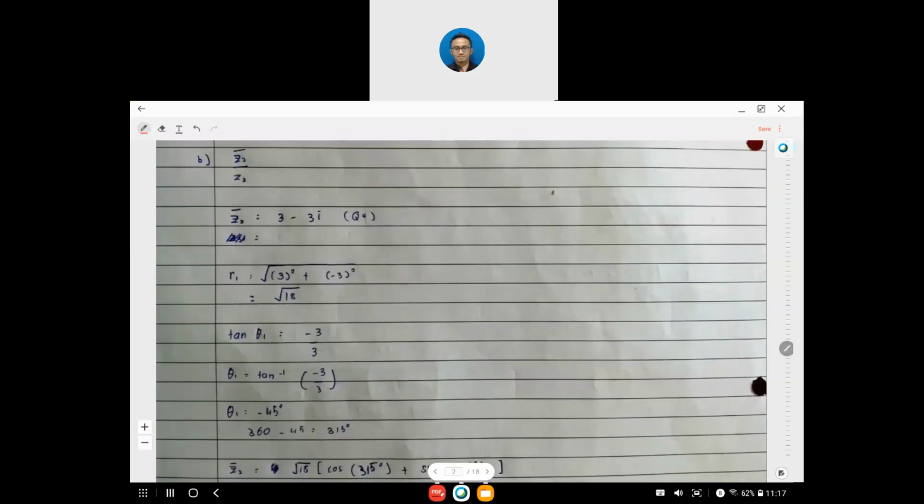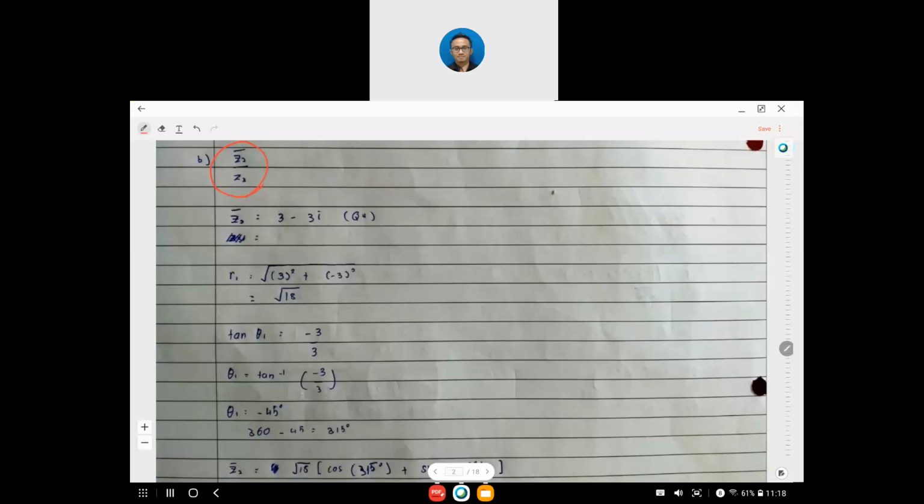Question B, you want to find Z2 bar divide by Z3 bar. Okay. So also same thing. You can solve this one. Okay. Yang paling penting, awak nak cari what is the value of R and then what is the value of theta, because R belongs to the modulus and then theta is the argument. Okay, first you need to solve this one first. Okay, Z2 bar divide by Z3.